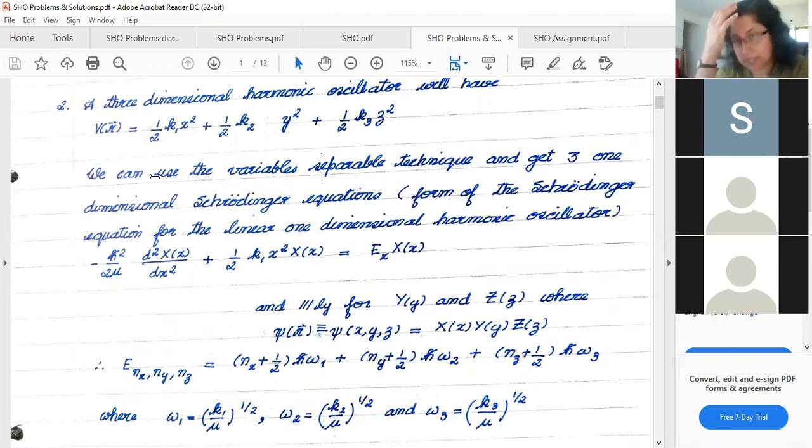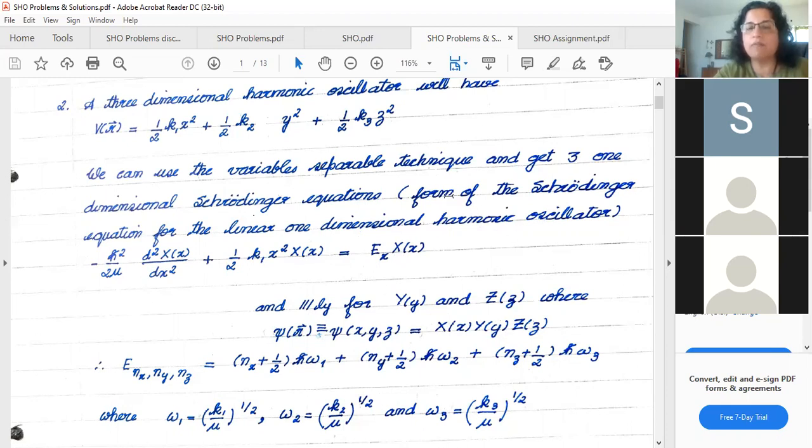Once you do that, the differential equation separates out into three parts. You will realize that there is a part dependent only on x, plus a part dependent only on y, plus a part dependent only on z, and you find that is equal to a constant. That cannot be possible unless each of these parts individually is equal to a constant. So that's how you end up getting three one-dimensional Schrodinger equations.